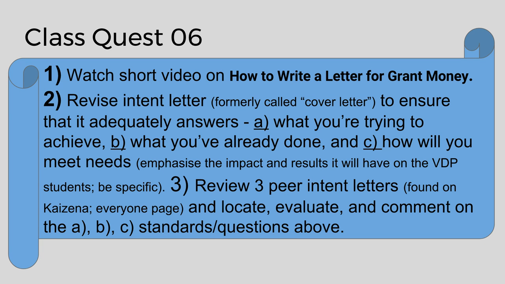And then 3, I want you to review 3 peer intent letters. Of course, these will be found on Kazina, the Everyone page. You'll need to upload a copy of your intent letter, your revised intent letter, onto the Everyone page so that it will be available for 3 peer reviewers. And then make sure when you review, you locate, evaluate, and comment on the ABC questions above.